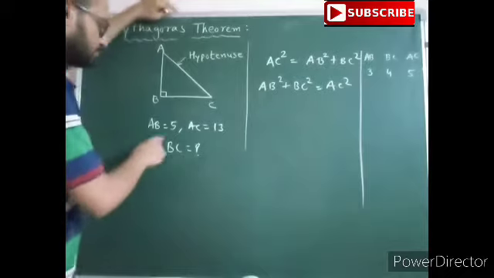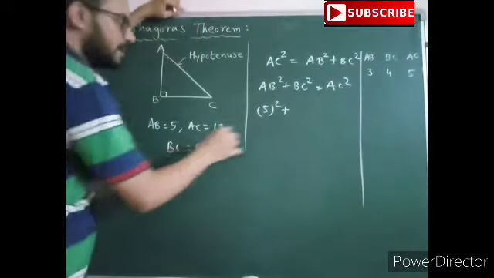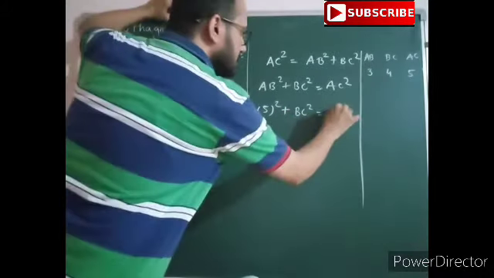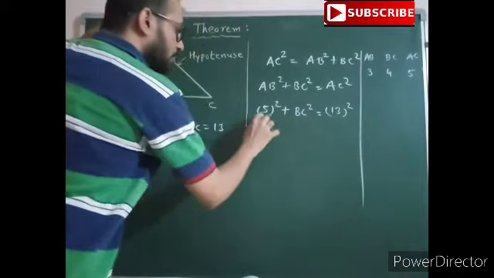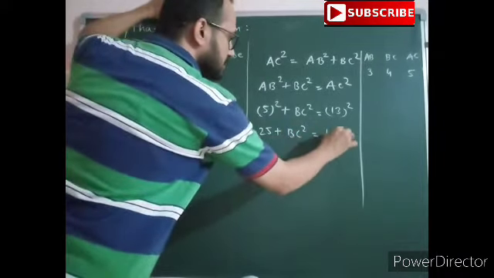Let us apply the values. AB is 5, therefore 5 square plus BC square, which we have to find, equals AC square, and AC is 13, so it will be 13 square. We know 5 square equals 25, plus BC square equals 13 square, which is 169.